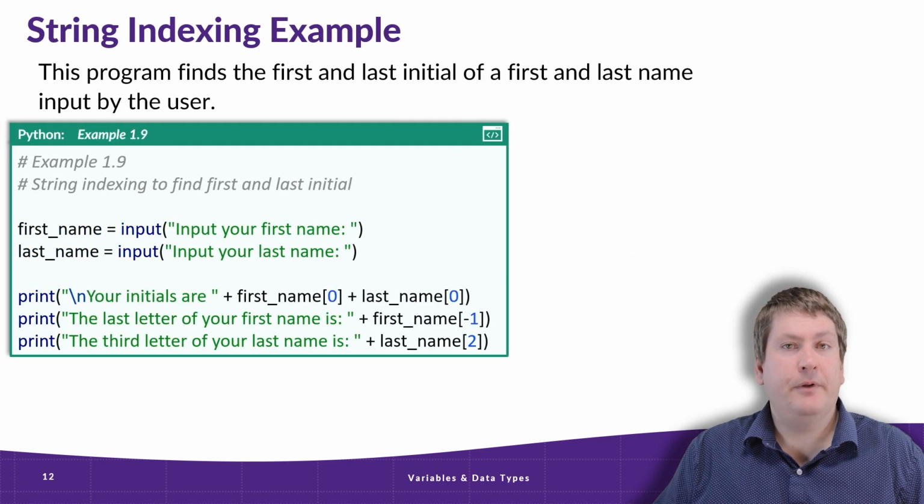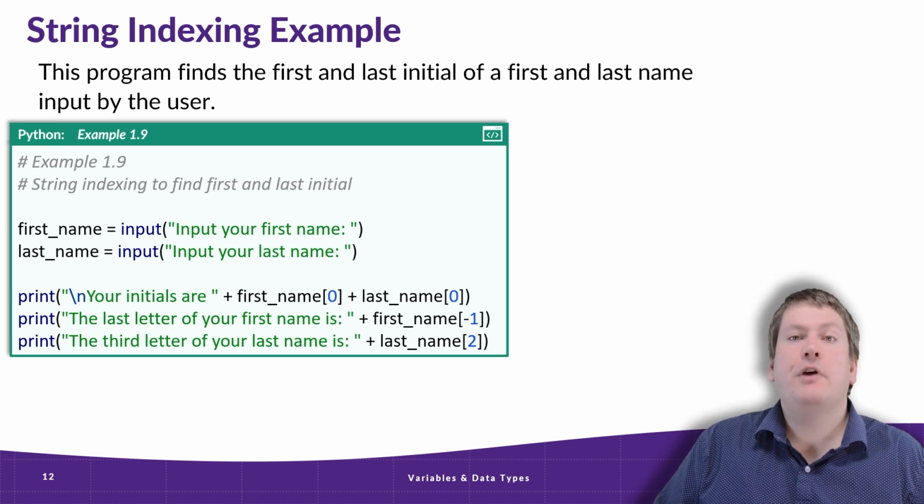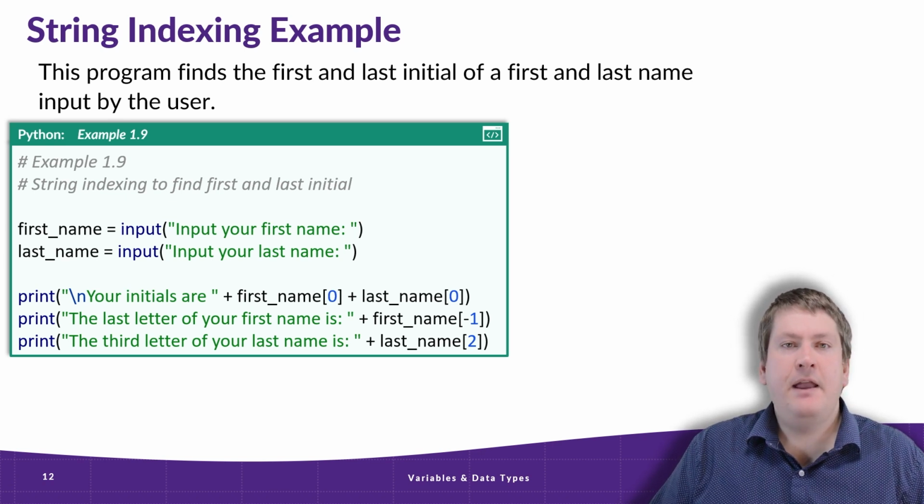Time for another example. The program currently on screen attempts to find the first and last initial of the user based on the first and last name they input. We'll also try to find the last letter of their first name and the third letter of their last name. Let's give it a try.